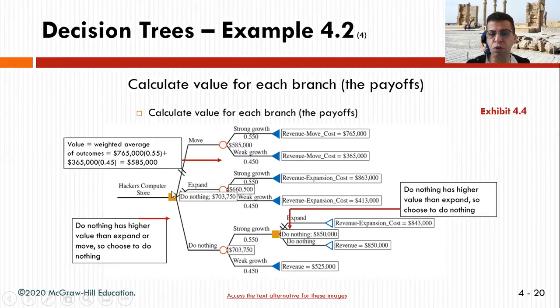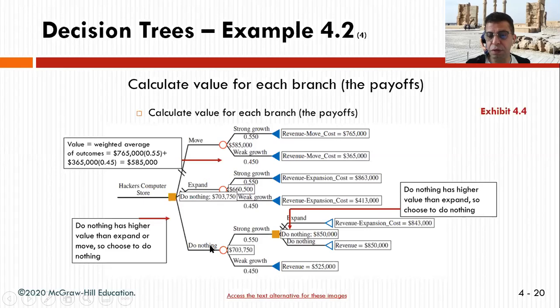So the first move only makes 585,000, the weighted average of the values. On the second one, when you do expanding, the weighted average is 660. So you remember the first time we decided to go there, looking at pure numbers. You do the same calculation: you multiply this by 55% and 413 by 45%, and you add them together, you will end up with 660.